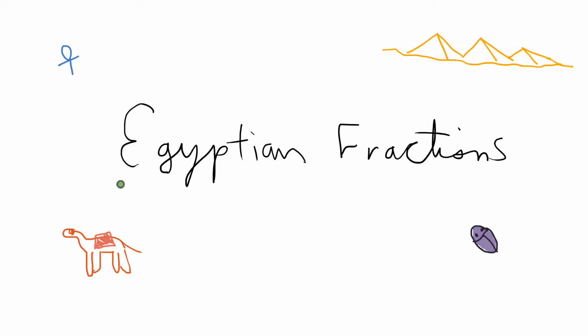Hey everyone, in this video I want to go over the mathematics of Egyptian fractions. So let's begin by talking about the definition of an Egyptian fraction. An Egyptian fraction is defined as a finite sum of distinct unit fractions. A unit fraction in turn is defined as a fraction with a 1 on the numerator, and you're going to have an integer on the denominator.